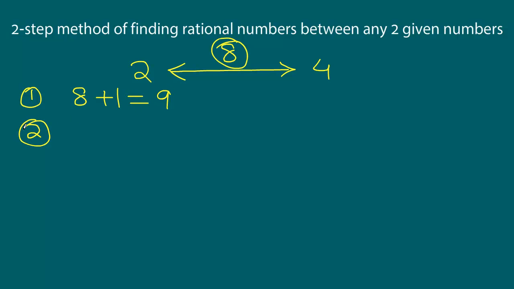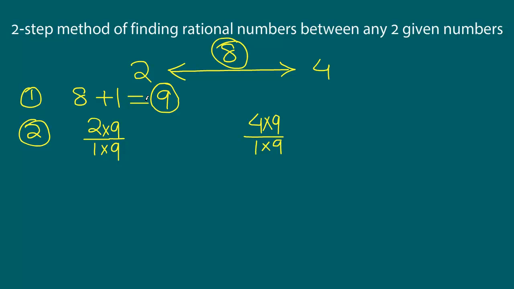The second and final step of the two-step technique tells us to take our original numbers, which are 2 and 4, and multiply both the numerator and denominator of each of these numbers by the number 9. We can write the number 2 as 2 divided by 1 because there is no denominator, and multiply both the numerator and the denominator by 9. Similarly, we write 4 as 4 by 1 and multiply both by 9. Why 9? Because 9 is the number we got from step 1.